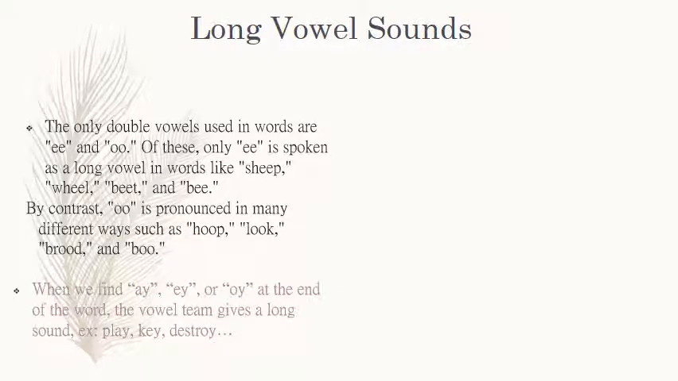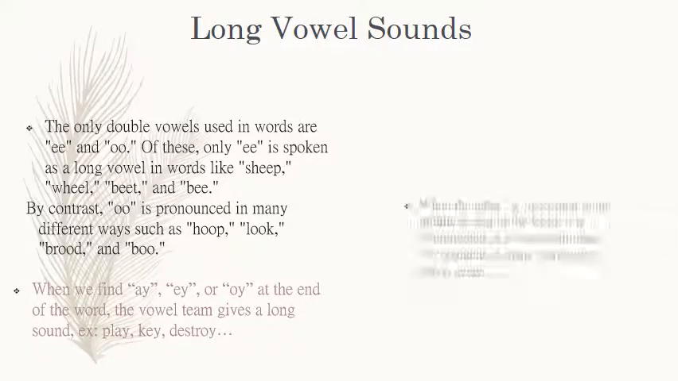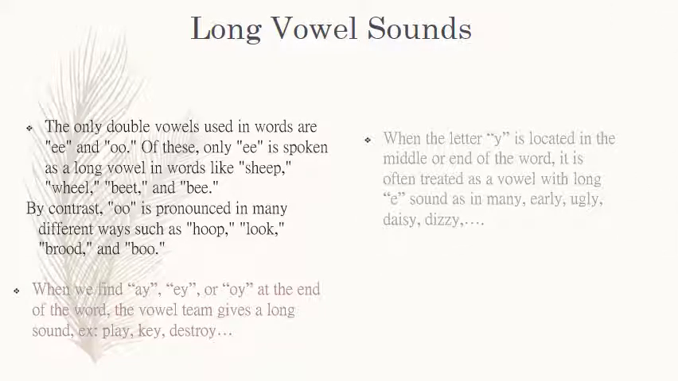When we find AY, EY, or OY at the end of the word, the vowel team gives a long sound. Example: play, key, destroy. When the letter Y is located in the middle or end of the word, it is often treated as a vowel with long E. Since here it plays the role of a vowel, it takes a long sound, as in early, ugly, daisy, dizzy.